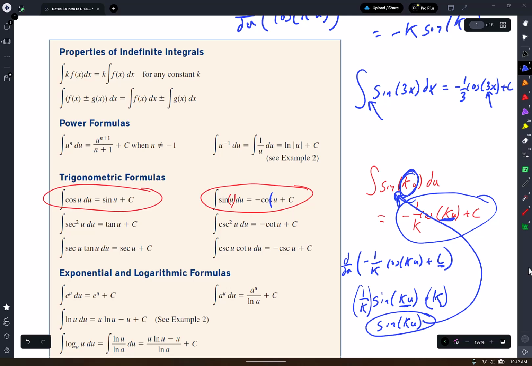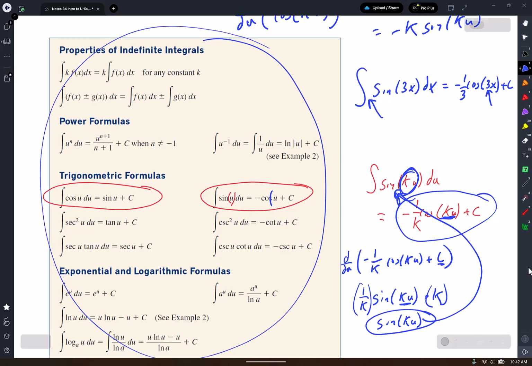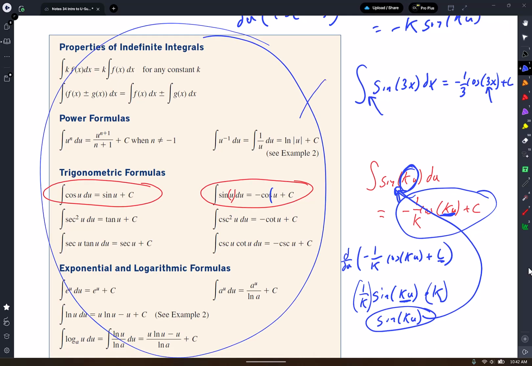So these are my integral rules. It's pretty much the same. Notice there's an absolute value on ln. That's because of the domain restriction. The domain of 1 over u is all real numbers except 0. So by putting the absolute value, you get the domain.